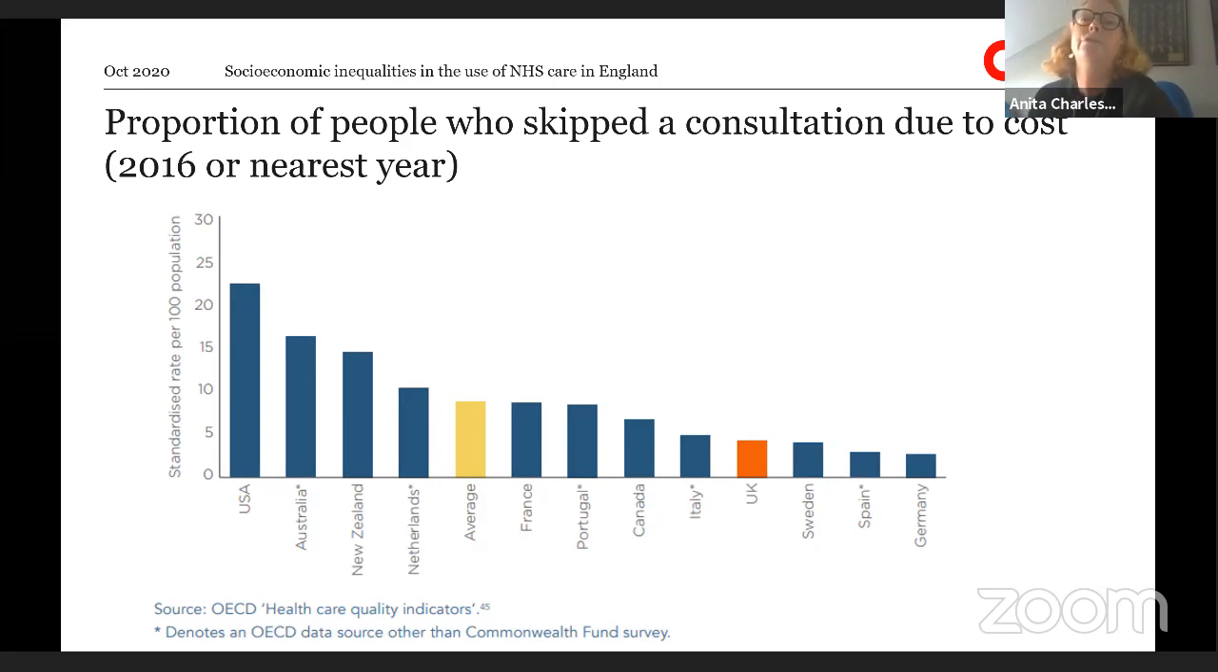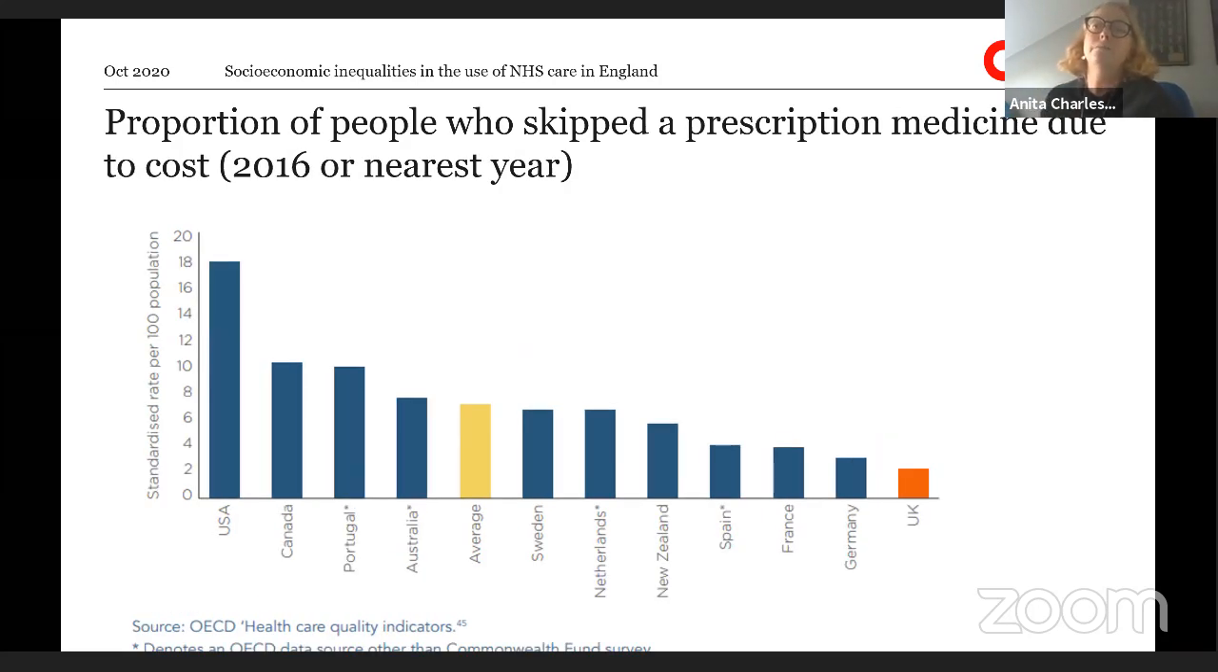The number of people who skip a consultation due to cost is also very low. So if we're seeing differences in use of services associated with socioeconomic status, cost doesn't seem to be the main reason for that. Again, prescriptions, where we do have prescription charges in the UK, even though, obviously, with a tax-funded NHS, as you see, even with a system of prescription charging, there are very few people who skipped a prescription medication due to cost compared to other countries. Not trivial, obviously, there are some people who are skipping that, but comparatively few. So cost is not the barrier.